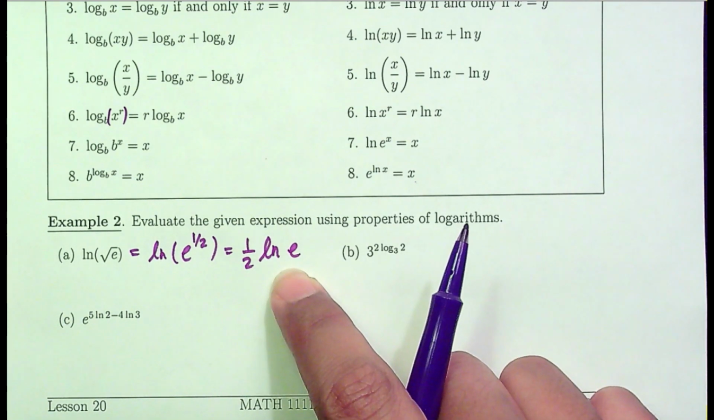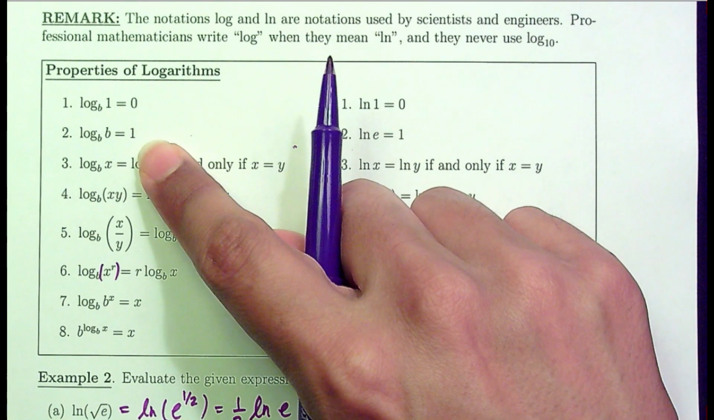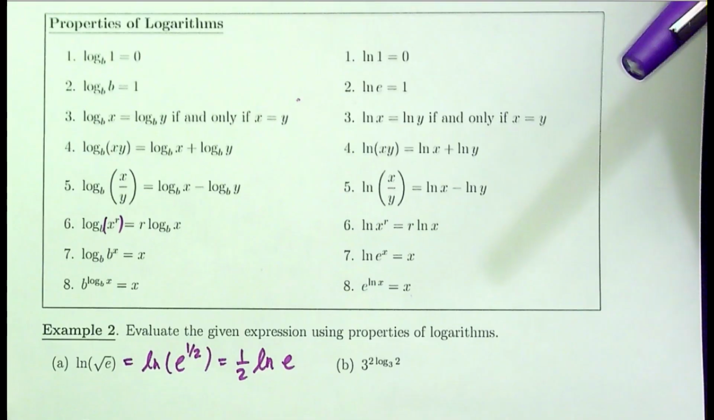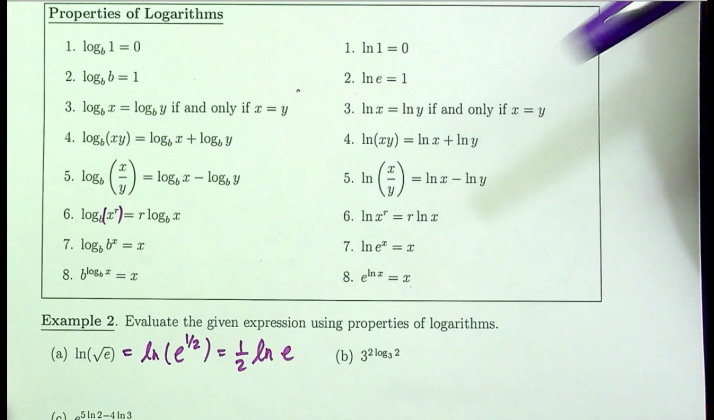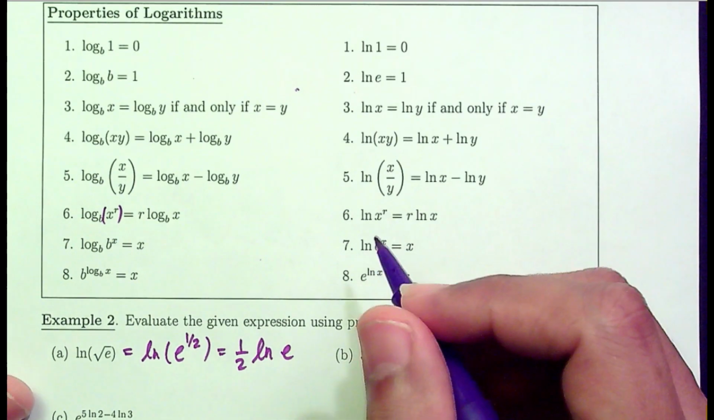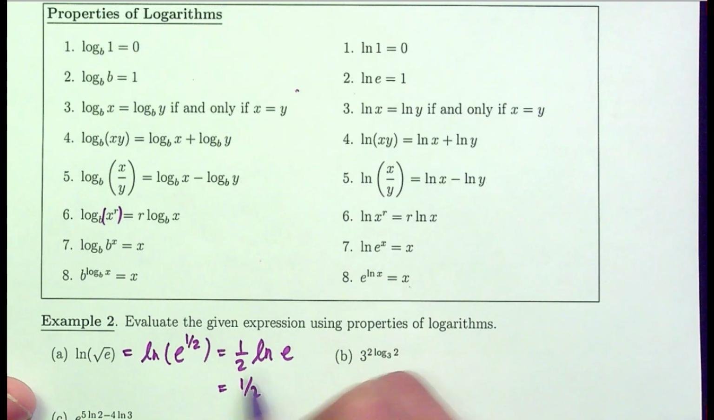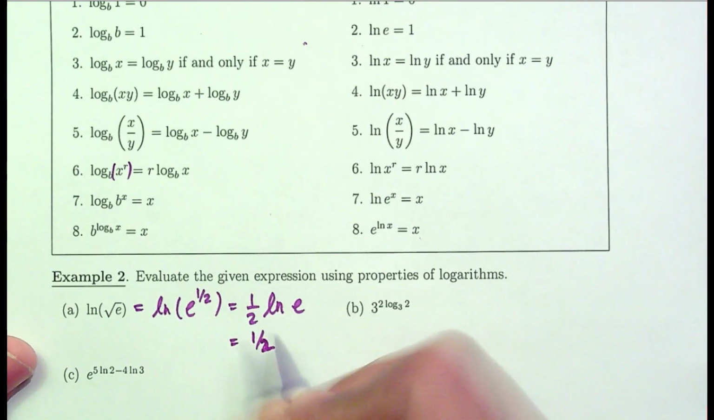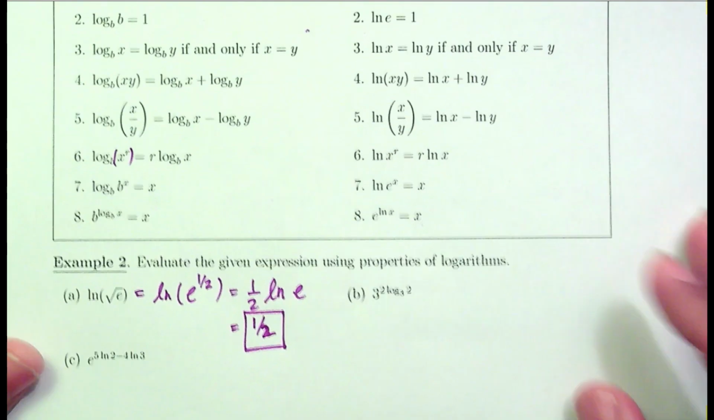Now, ln of e is 1 by this property up here with b equal to e. So ln of e is 1. Memorize that: ln of e is 1 and ln of 1 is 0. Memorize that because that's going to pop up a lot. ln of e is 1, so that means this is 1. So the whole thing is going to be 1/2. So the answer is a half.